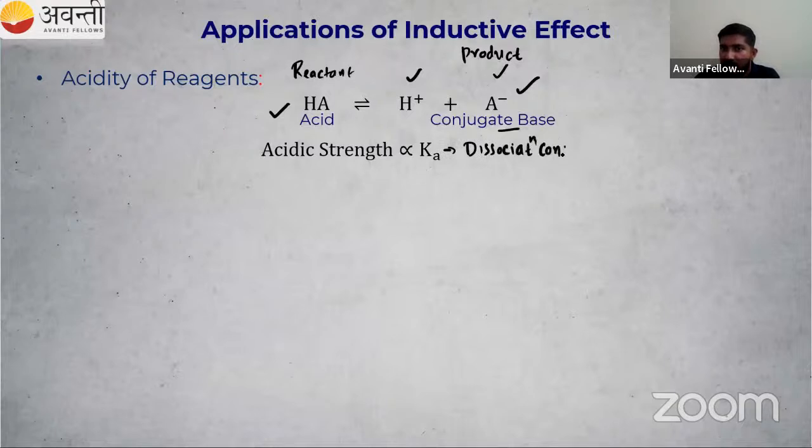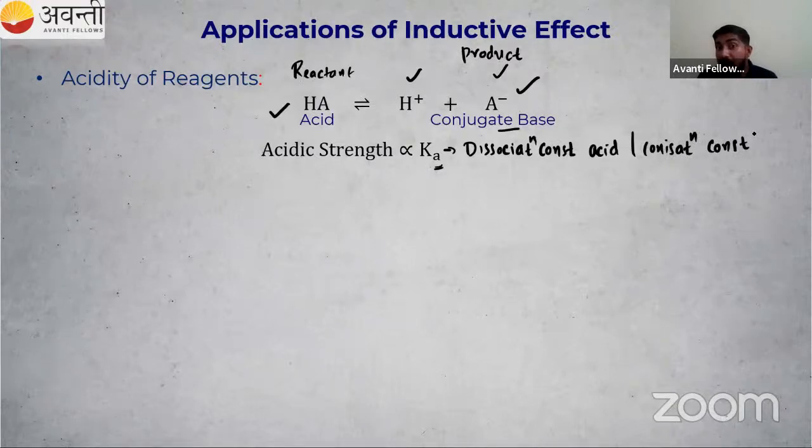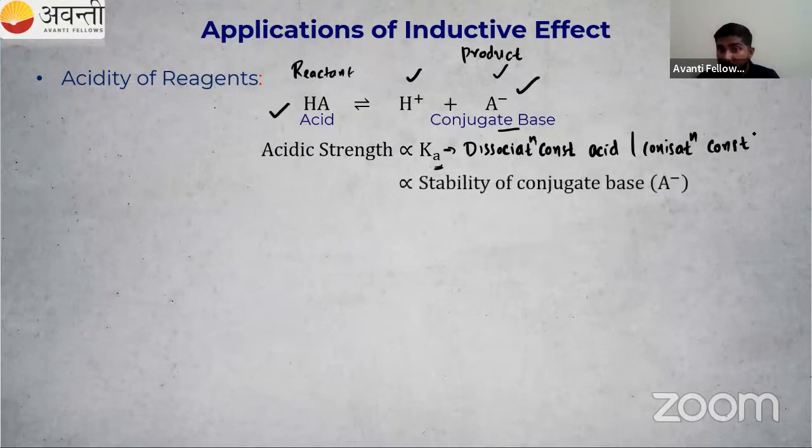You will study about the dissociation constant. This A indicates acid, so Ka means the dissociation constant for our acid. It is also known as the ionization constant. If the dissociation constant is high, that means the acid is dissociated to form H plus. If more H plus is formed, acidic strength is very high, right? So that is the first one.